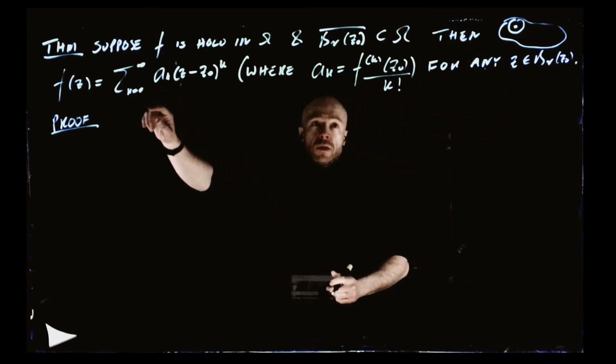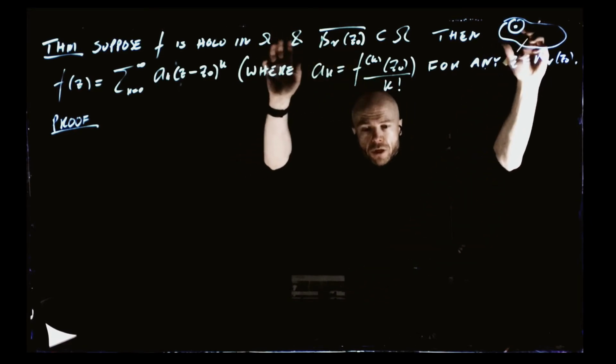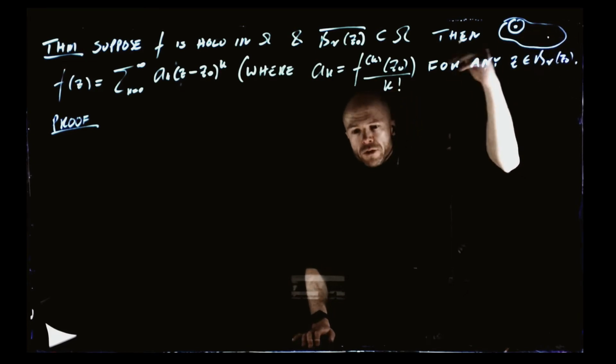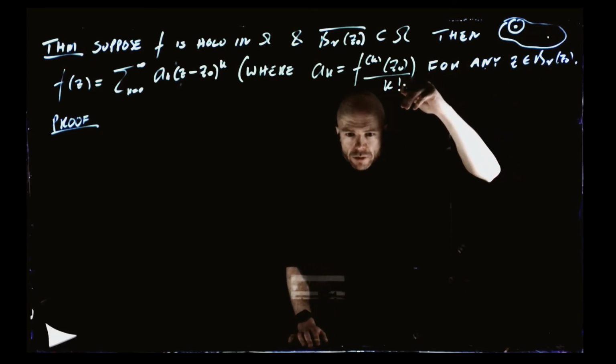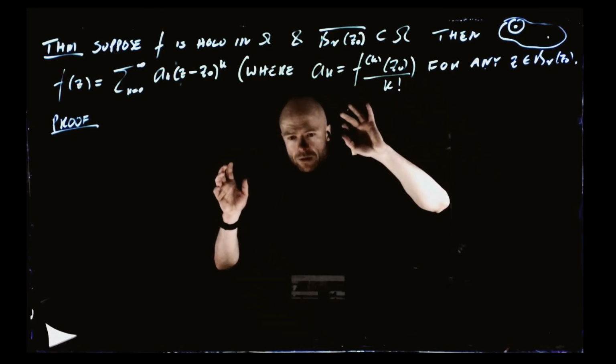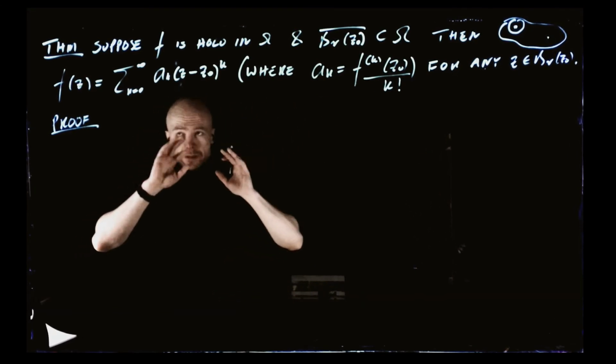And the coefficients depend on the center of the ball, right? So if you want to consider something over here, then you still have that it's analytic, but you have a different power series expansion. They might turn out to be the same, but you don't necessarily know that just from this formula. Okay, so why is this true?